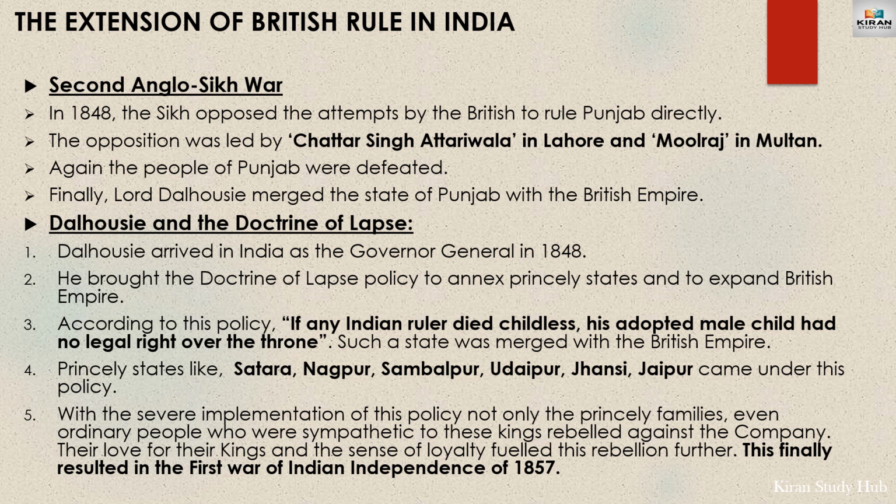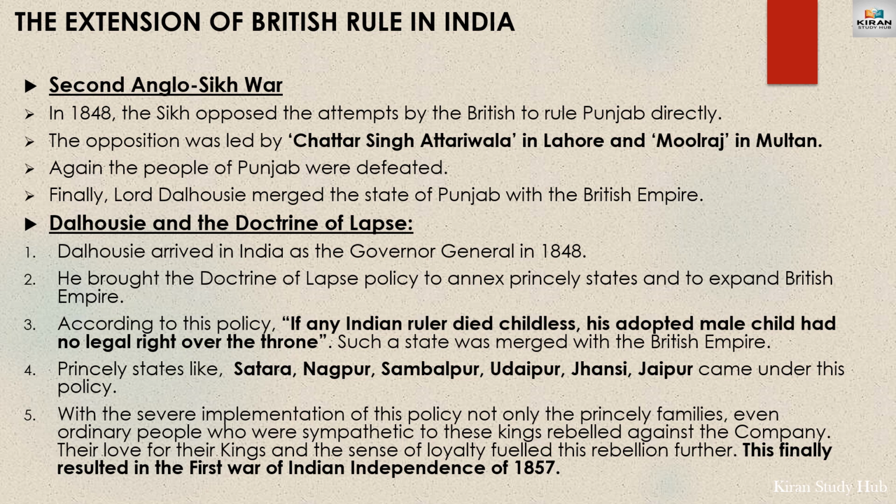Now let us study the doctrine of lapse. The doctrine of lapse policy was brought by Dalhousie. The main intention of the policy was to annex the princely states and to expand the British Empire. According to this policy, if any Indian ruler died childless, his adopted male child had no legal right over the throne. Such a state was merged with the British Empire.